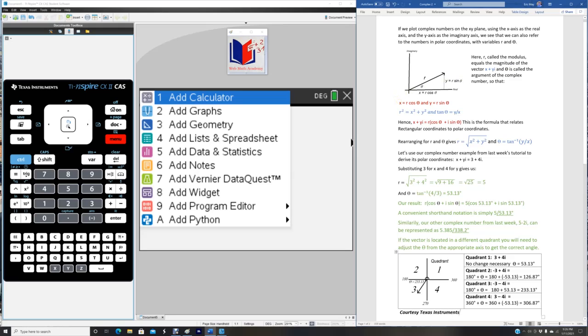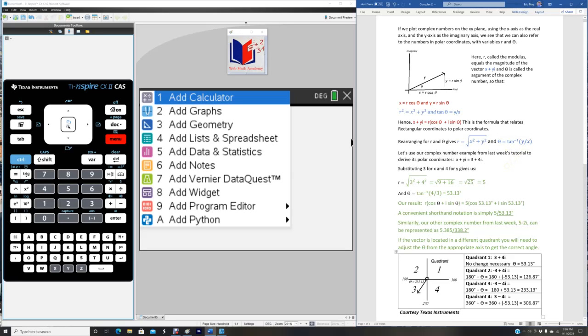X equals r cosine theta, y equals r sine theta, and then using the Pythagorean theorem, r squared equals x squared plus y squared, and tangent theta simply equals y over x. So we end up with x plus yi equals r cosine theta plus i sine theta. This is the formula that relates rectangular coordinates to polar coordinates. Now we can rearrange for r and theta, and we get the equations r equals the square root of x squared plus y squared, and theta equals the inverse tangent of y over x.